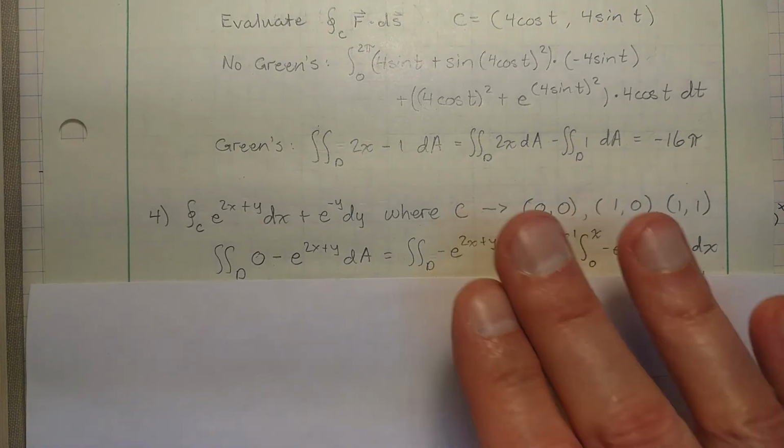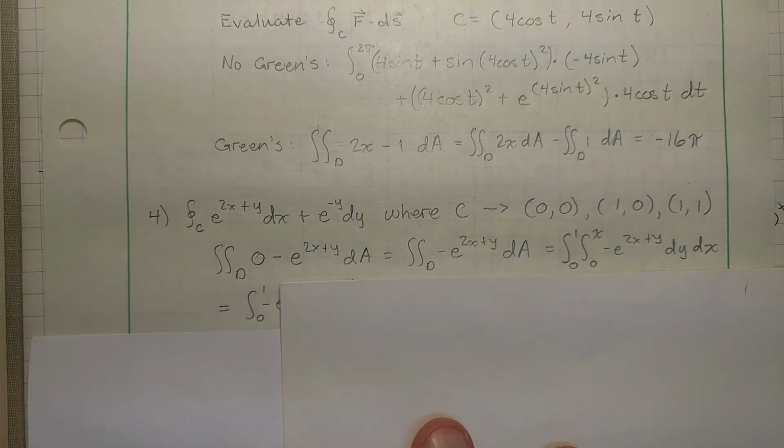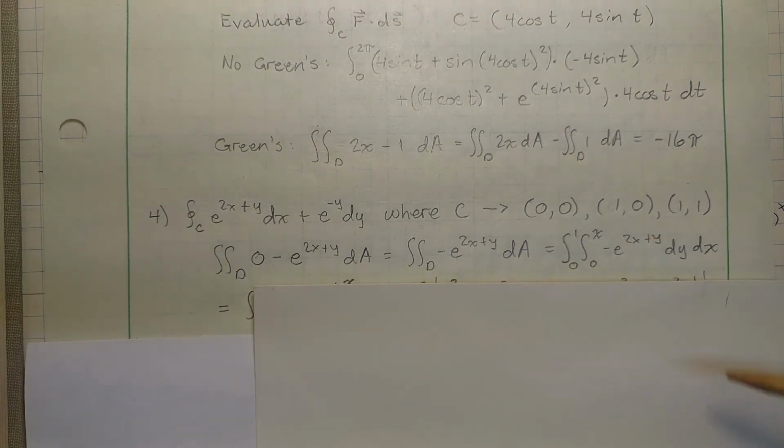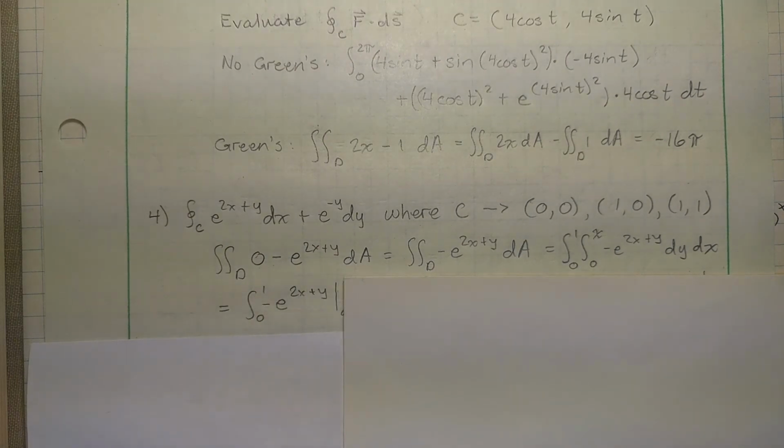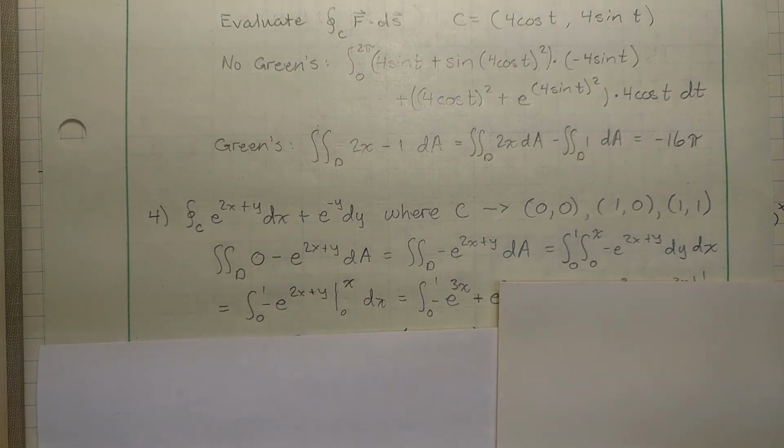So now let's go ahead. Now it's just a matter of evaluation, just to remind you how that works. So I go 0 to 1. When I integrate this with respect to y, I get the exact same thing, negative e to the 2x plus y, evaluated from 0 to x. Substituting the x in there, I get the integral 0 to 1 of e to the 3x. And when I substitute 0 in for y, I get minus, so it's minus and negative, so it becomes plus e to the 2x dx.